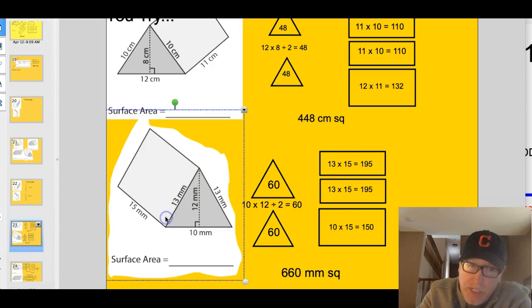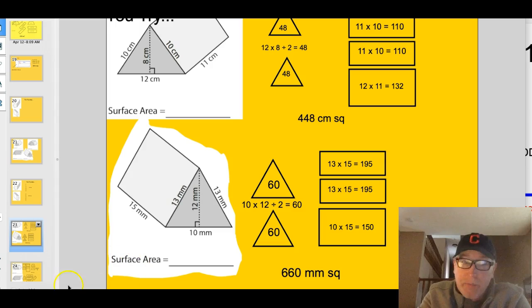Then you've got these sides over here. These sides are 13 by 15. 13 times 15 is 195. And there's another side just like it over here. There's 195. Then you got the bottom of the prism. That's 10 by 15. So 10 times 15 is 150. Add 195 plus 195 plus 150 plus 60 plus 60. You have 660 millimeters squared.